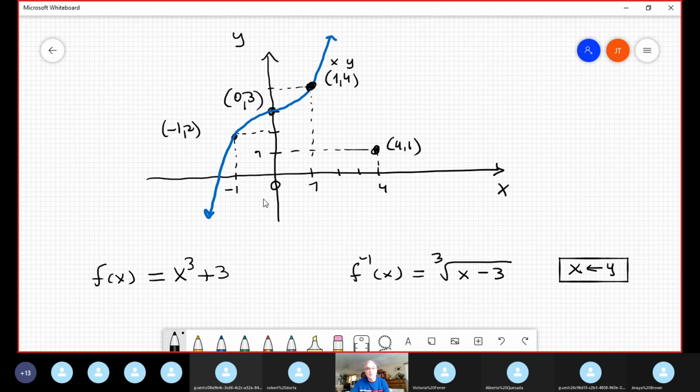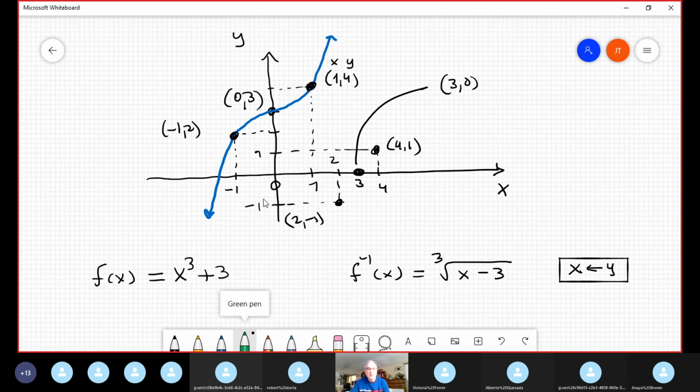And (0, 3) is (3, 0) here. This point is (3, 0). And this point (-1, 2) becomes (2, -1). So here, this point is the point (2, -1). Okay, now when you connect these points, our graph looks something like that.